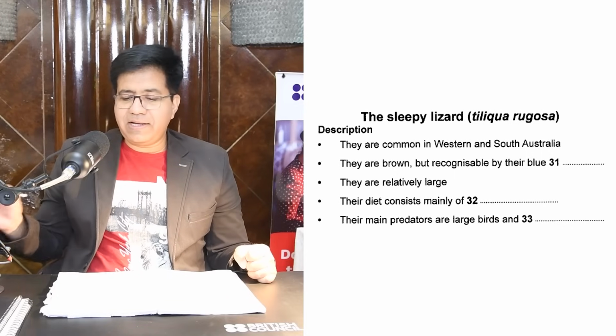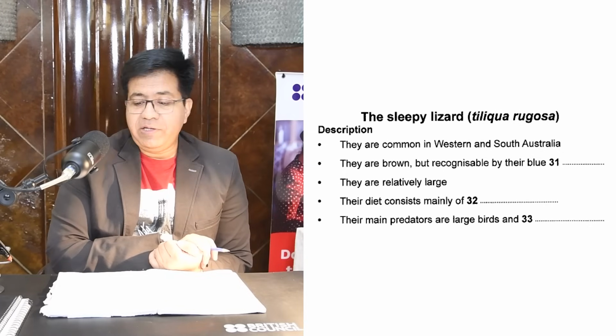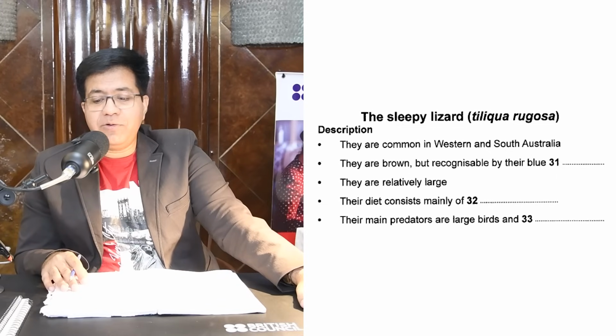Okay, the color of their tongue, which is dark blue. Now, will you write dark blue? You're going to write tongue. How do you spell tongue?